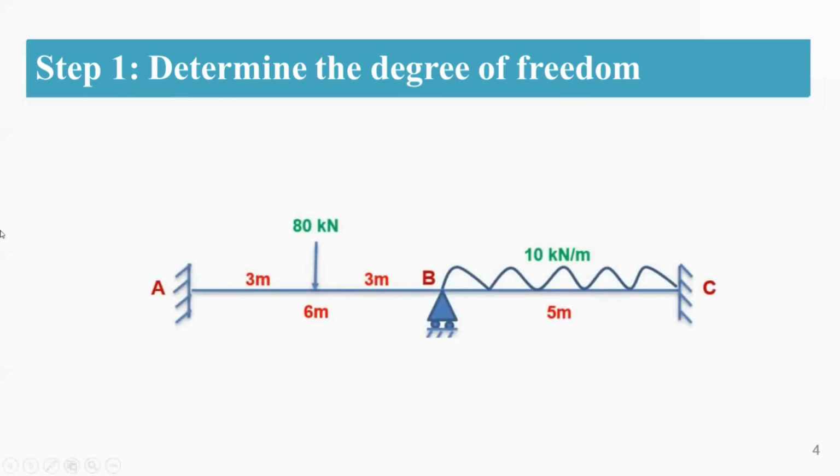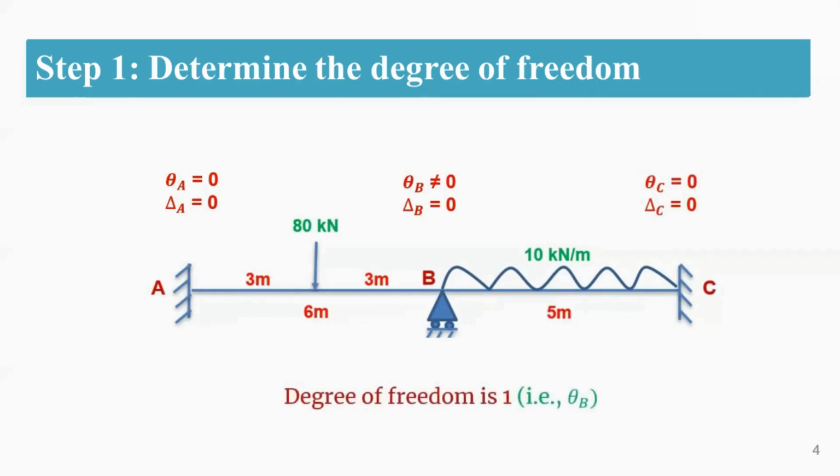For this, you can just see, this is a support. Here in this support, it is a fixed support. Therefore, the rotation and translation will be 0. That means theta and delta at point A will be equal to 0. Coming to the B node, it is a roller support. There you have rotation, but you do not have any translation. That means theta B not equal to 0 and delta B equal to 0. Coming to point C, both rotation and translation are equal to 0. So now the degree of freedom for this problem is 1. That means it is theta B.